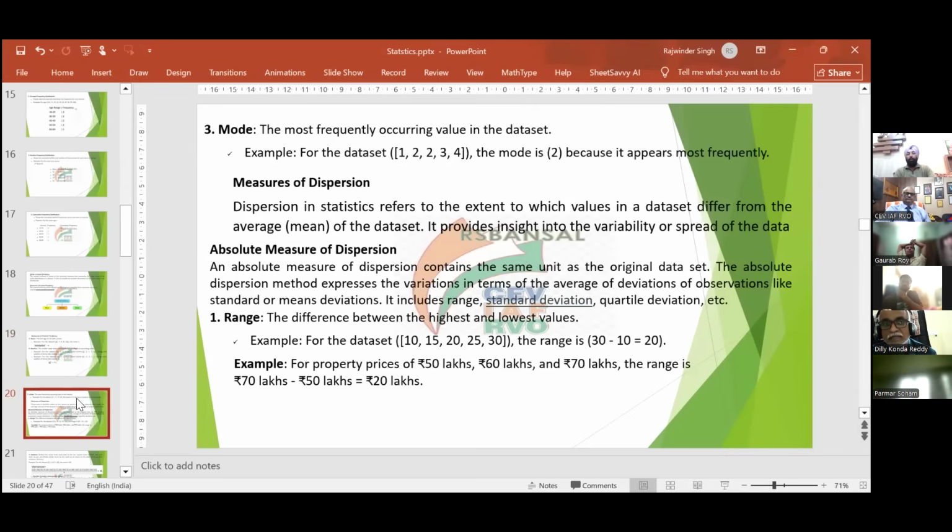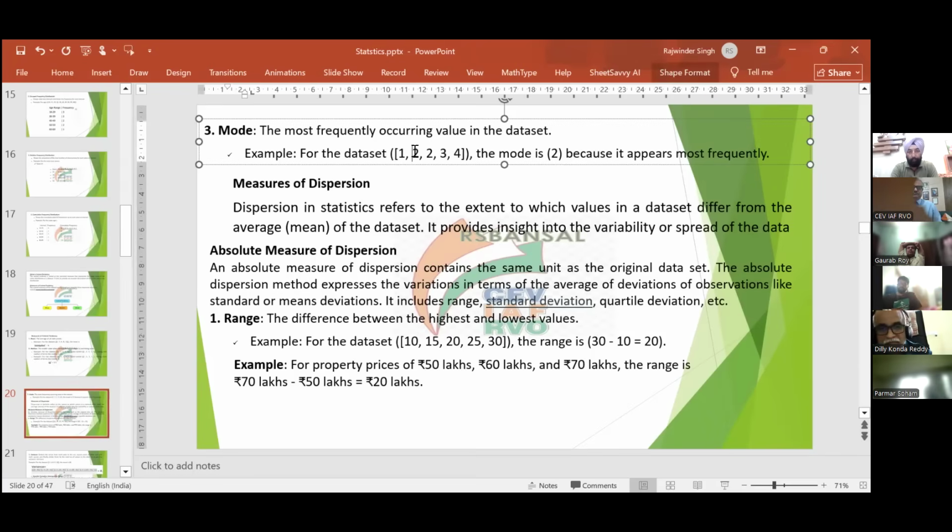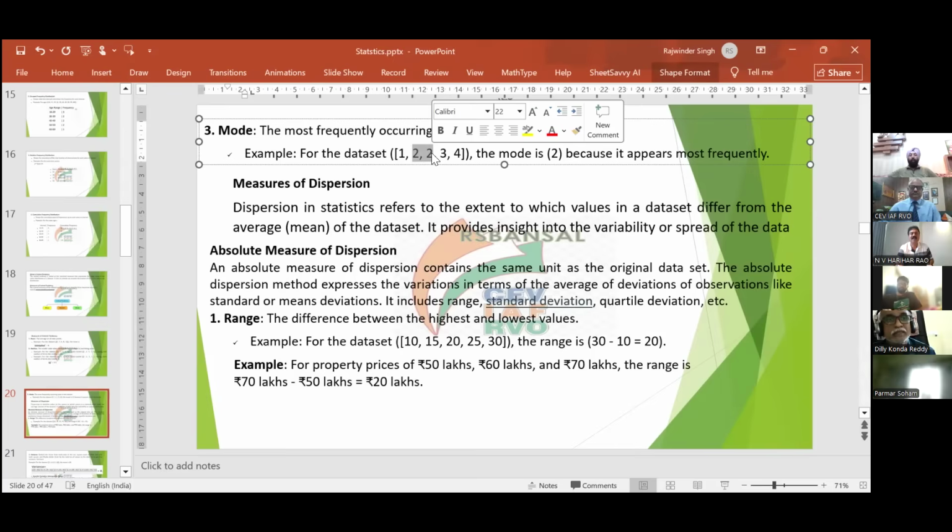And then mode. Mode is the most frequently occurring value in a data set. For example, you have a data set 1, 2, 2, 3, 4. Here 2 is appearing more than 1, 3, and 4. It is appearing twice, so 2 will be called the mode of the data set.